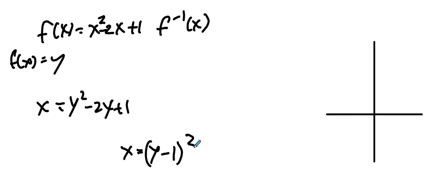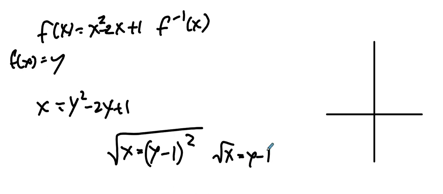So let's just solve this like a normal equation. We're going to take the square root. We have the square root of x is going to equal y minus 1. Now all we got to do is add 1 on both sides. Y is equal to the square root of x plus 1. Essentially, it's just going to be our square root function, and the y-intercept at 1. In that case, it's going to be our inverse function.